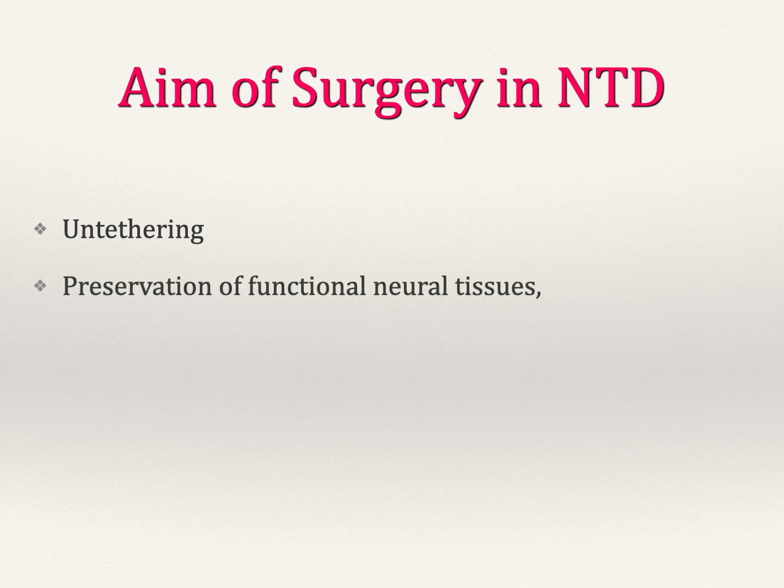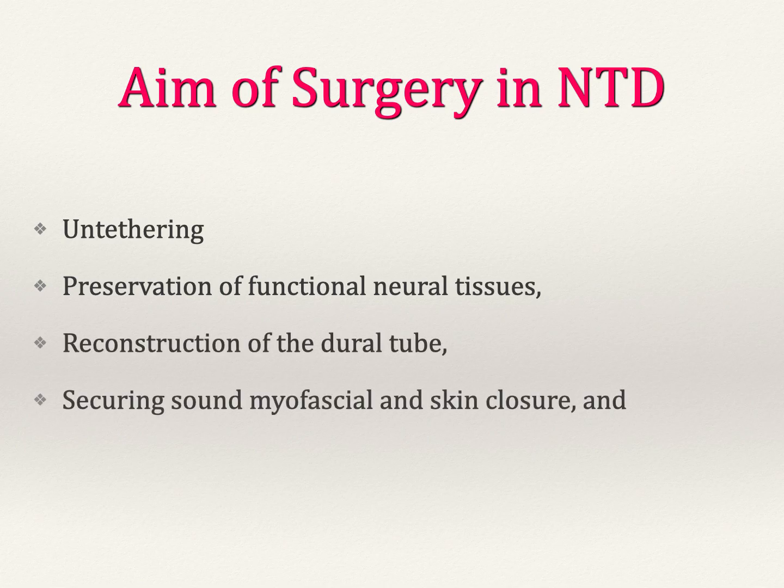We have to preserve the function of the neural tissue, stop it from getting worse as the child grows. The more stretch and the disproportionate growth of the stretched neural tissue will result in more neural damage. In open cases, we have to reconstruct the dural tube, and make sure that we do a proper myofascial and skin closure to decrease the incidence of hydrocephalus in some cases, decrease the incidence of infection, and CSF leaks that can consequently result in hydrocephalus.